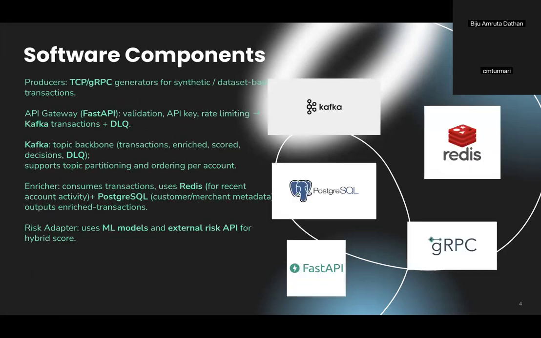Now, coming to the software components, these are the core software pieces. So we have producers which generate synthetic or dataset-based transactions over TCP and gRPC. The FastAPI gateway is our front door. It validates JSON requests, checks an API key, rate limits clients, and publishes either to the Kafka transaction topics or to a DLQ for bad events.